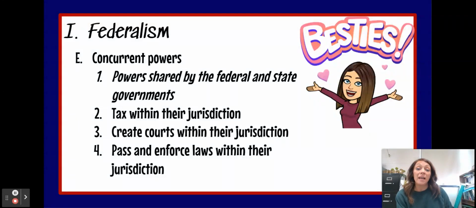The ability to create courts within their jurisdiction. So you have federal courts like the Supreme Court that we talked about, and then you have state level courts that deal specifically with state level issues. And they also have the power to pass and enforce laws, again, within their jurisdiction. So we have federal laws and we also have state laws, okay?